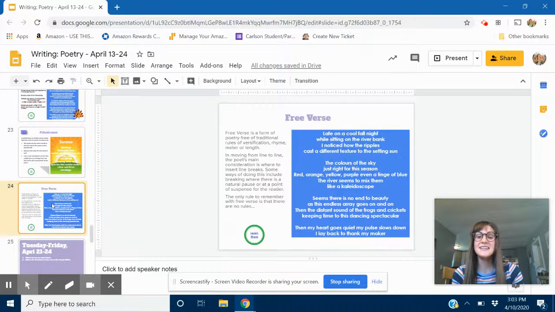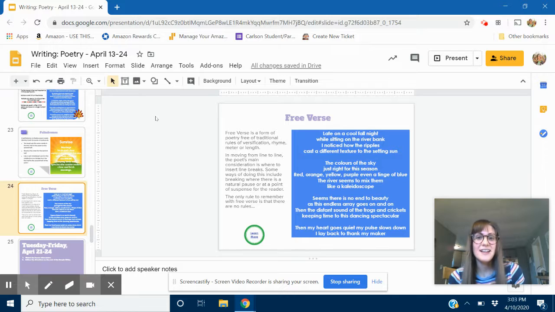And the very last one we have here is free verse. Free verse is a form of poetry free of traditional rules of versification, rhyme, meter, or length. So basically, it doesn't have to follow any rules of poetry. In moving from line to line, the poet's main consideration is where to insert line breaks. Some ways of doing this include breaking where there is a natural pause or at the point of suspense for the reader. The only rule to remember with free verse is that there are no rules.